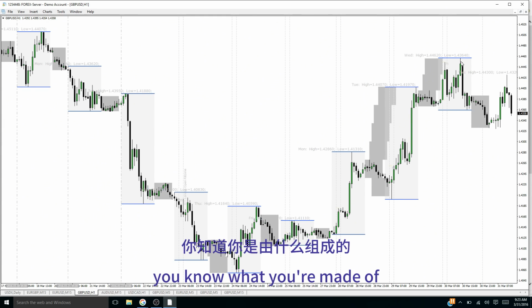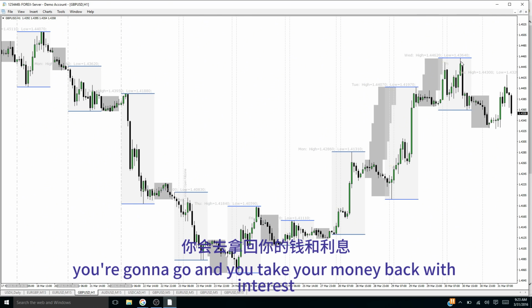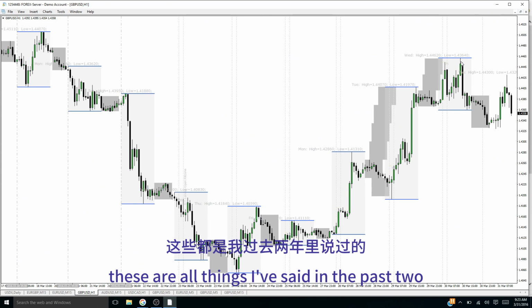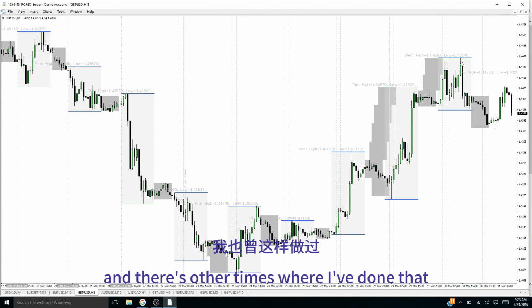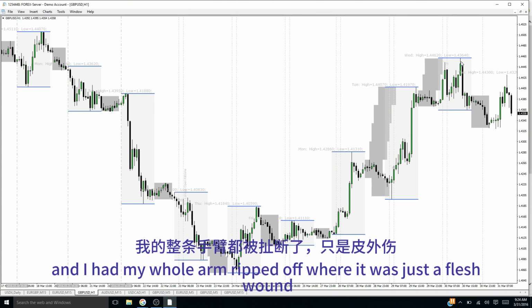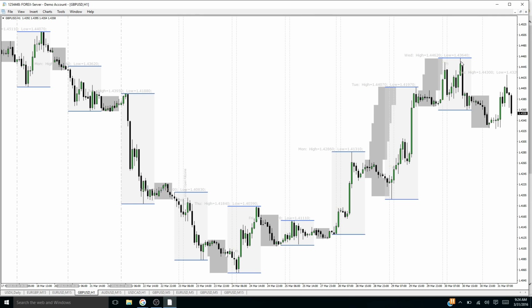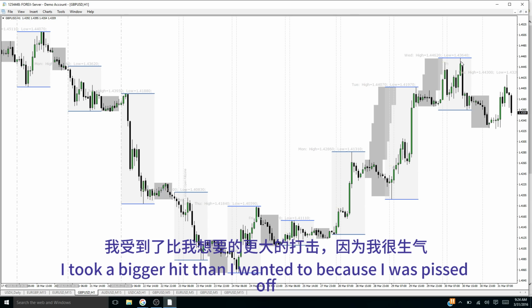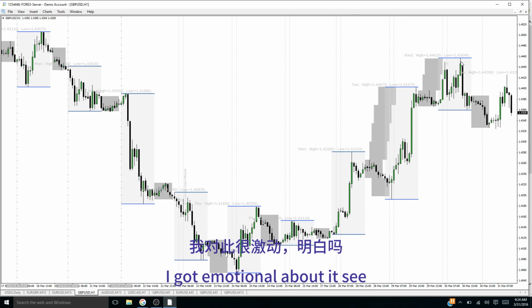You've got a 50 caliber rifle, and you took a flesh wound, a little bit of a loss. You're going to get pissed off. You're going to show the market what you're made of. You're going to go and take your money back with interest. These are all things I've said in the past too. And there's other times where I've done that and I had my whole arm ripped off where it was just a flesh wound first. I leave the market for the day, I'm losing one limb. I took a bigger hit than I wanted to because I was pissed off. I got emotional about it.